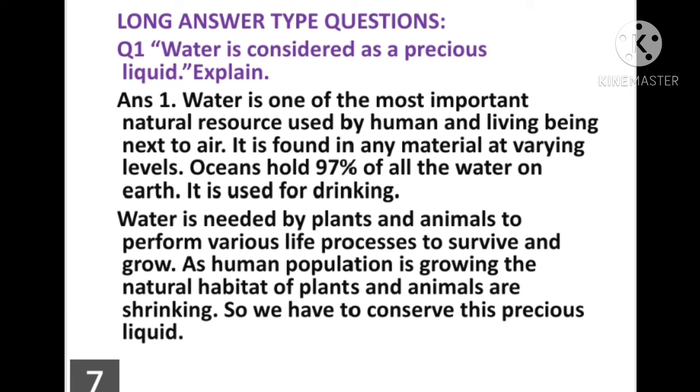Water is used for drinking but not the ocean water. Water is needed by plants and animals to perform various life processes to survive and grow. As human population is growing, the natural habitat of plants and animals is shrinking. So we have to conserve this precious liquid.